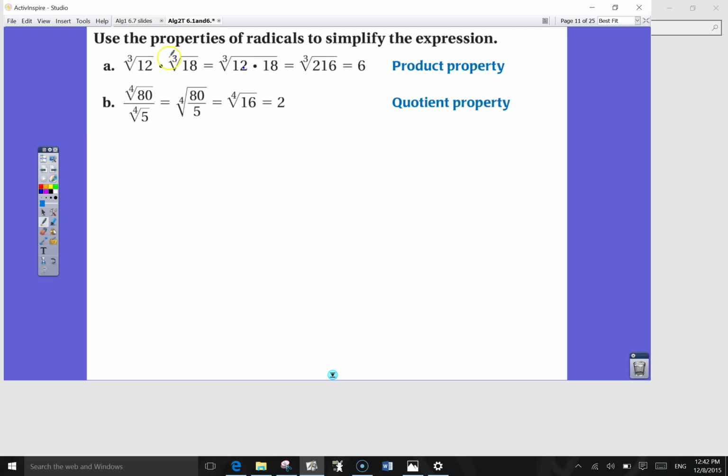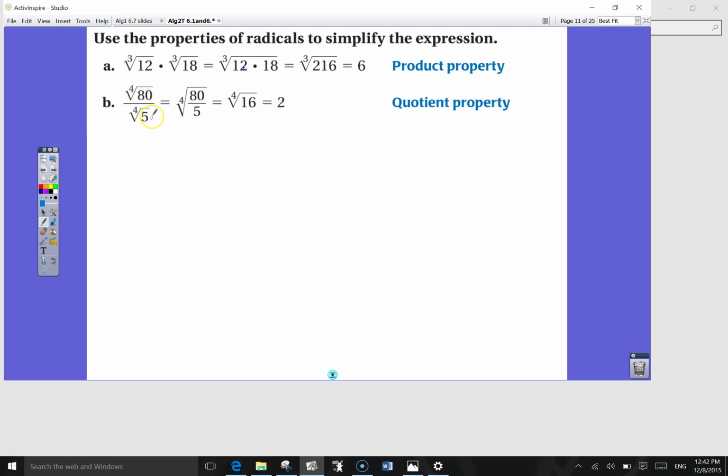Now, the cubed root of 12 and the cubed root of 18, I could not have simplified either one of those. But when I multiply together 12 times 18, I get 216. And I can simplify the cubed root of 216. That's 6. So when it serves our purpose, we might multiply radicals.